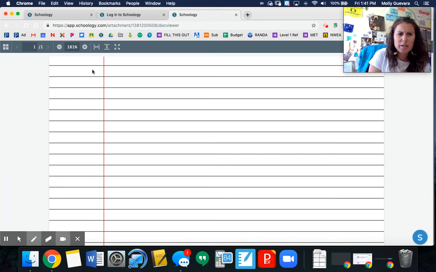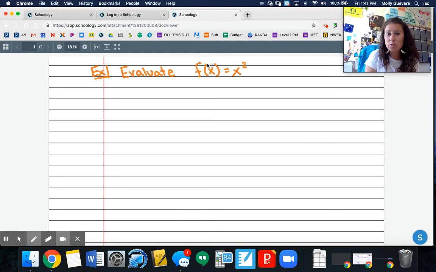Well, let's start with a couple examples. We have 3 examples here, okay? So our first one is to evaluate. So remember, whenever it says evaluate, we're just simplifying. So evaluate f of x equals x squared. And I know that this is a function because it's already using function notation. Okay, so I don't have to question whether or not this is a function. But I want to evaluate this when x is 4.